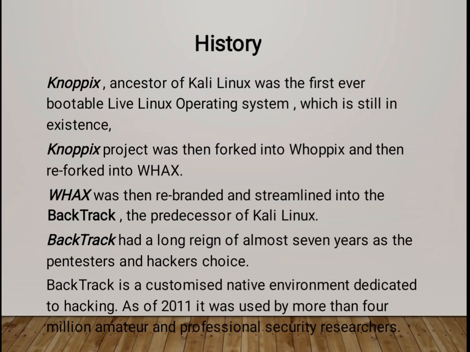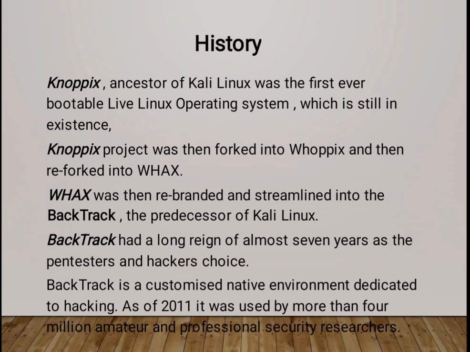Knoppix, an ancestor of Kali Linux, was the first ever bootable live Linux operating system which is still in existence. The Knoppix project was then forked into Whoppix and then reforked into WHAX. WHAX was rebranded and streamlined into Backtrack, the predecessor of Kali Linux. Backtrack had a long reign of almost 7 years as the pen testers' and hackers' choice.